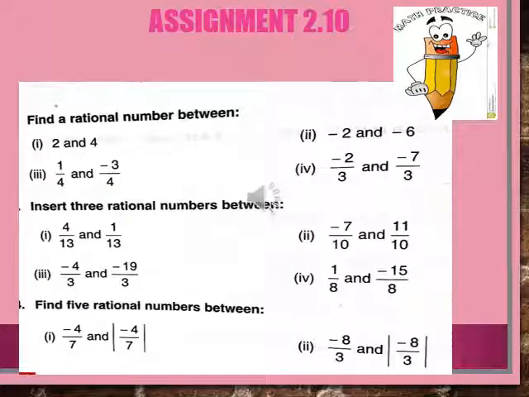Dear students, today we have learned how to find the rational numbers between any two given rational numbers, and I hope you have a clear idea and better understanding of finding the numbers in between two rational numbers. Now this is an assignment for you so that you can check your understanding of the topic, and I hope you try it honestly.